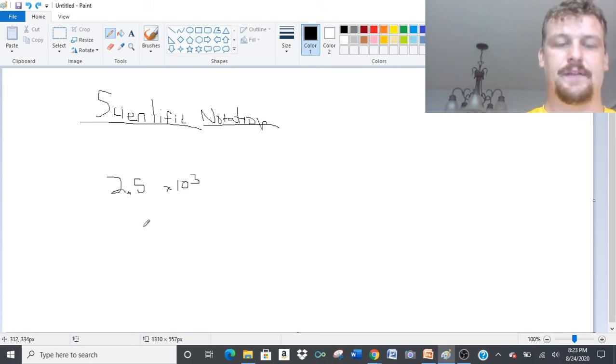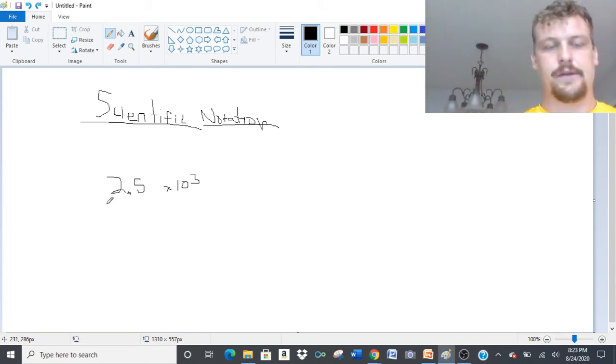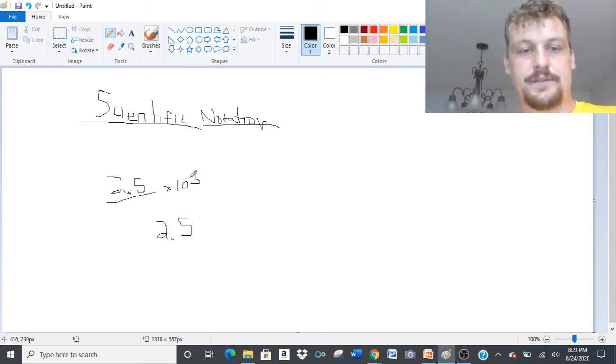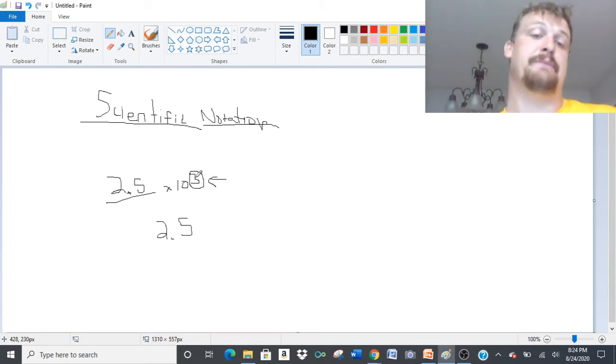So the first thing you do every time is rewrite this number, which is 2.5 for this problem. So you have your number. Now the exponent, which is the 3, this is called the exponent. This is going to tell you how many times to move your decimal. So if you have a piece of paper out, write that down.